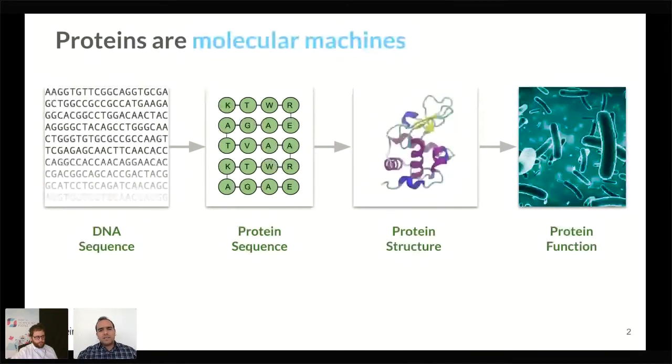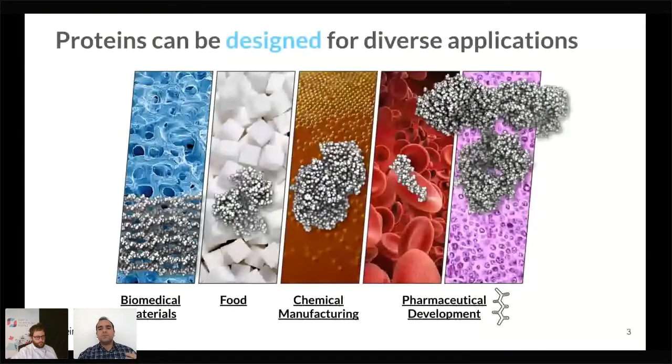With advances in technology, scientists have been able to produce new proteins that exist outside of nature for diverse applications across industries, including pharmaceutical research, which is what we focus on at ProteinQure and what we will be talking about today. One major issue with this process is that it can still take years of trial and error to design a protein for any of these applications.